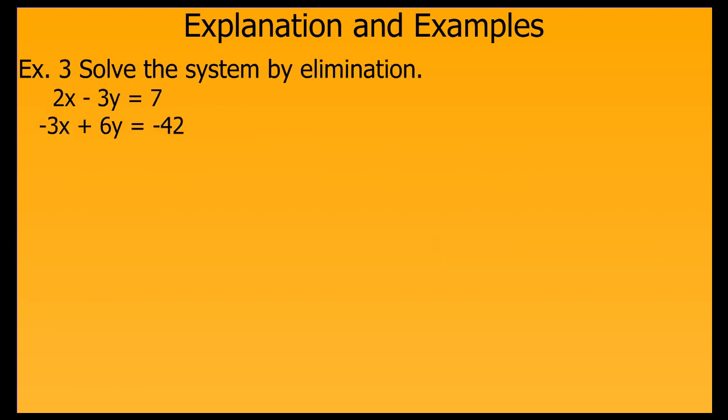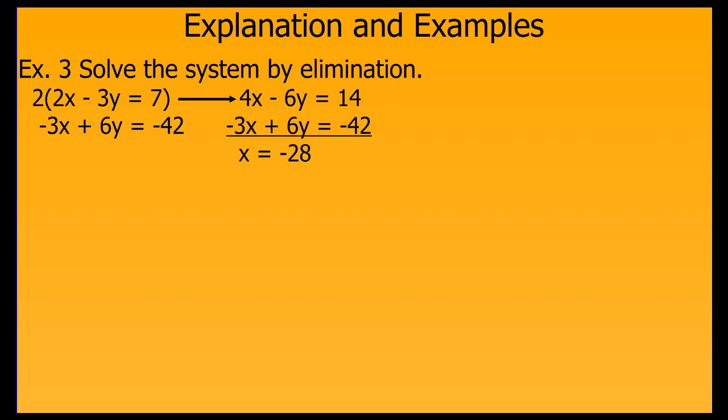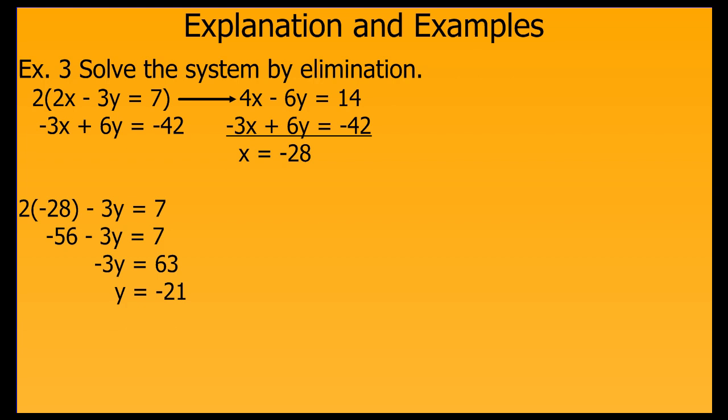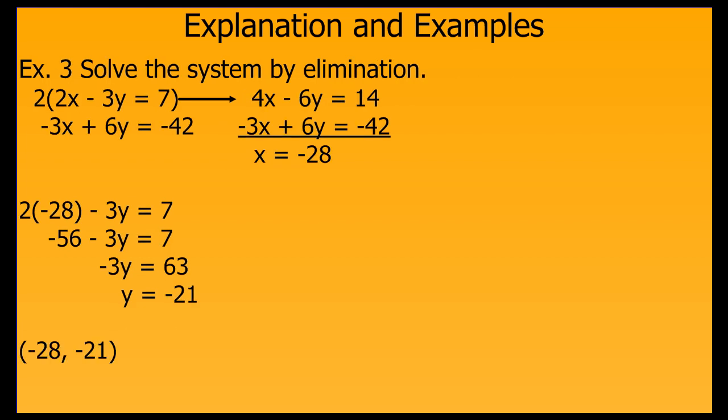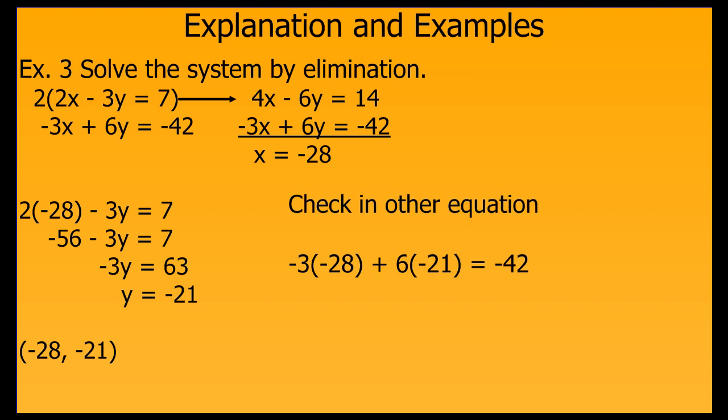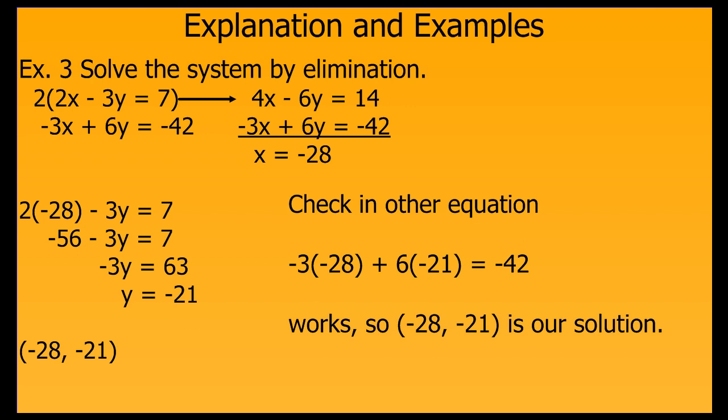Here's another example. This time I notice that I can't add or subtract and have any of my variables add or subtract out. But if I multiply my first equation by 2, then I'll be able to add the equations and the y's will cancel out. Again, as long as I multiply both sides of my equation by 2, it will still be equal. Now I add the equations to get x equals negative 28. I substitute that into either original equation, then solve for y. And I get y equals negative 21. So my solution is negative 28, negative 21. I check it in the other equation, and it works, so my solution is correct.